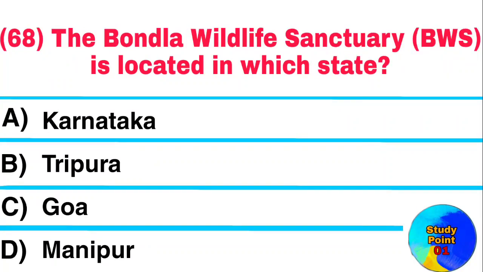Question. The Bonla Wildlife Sanctuary BWS is located in which state? A. Karnataka. B. Tripura. C. Goa. D. Manipur. Answer. Goa.